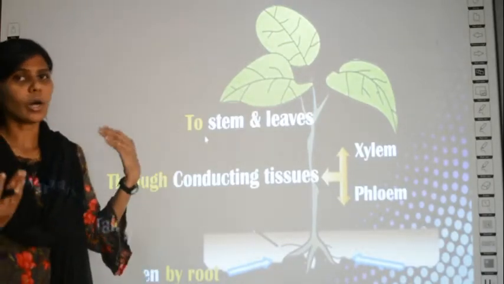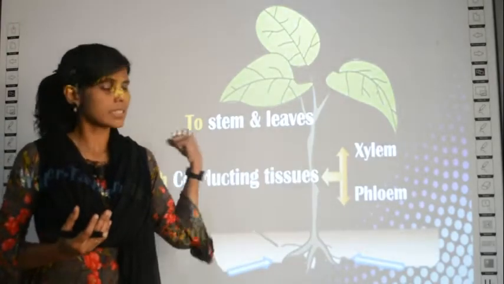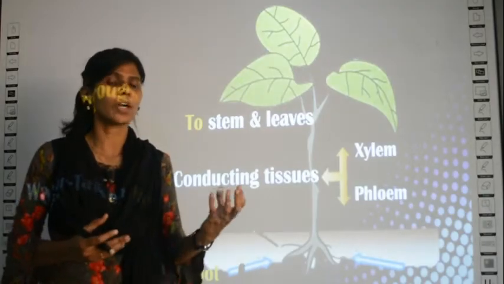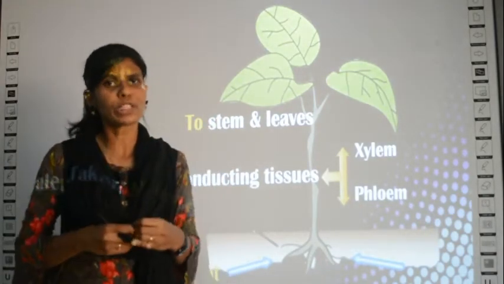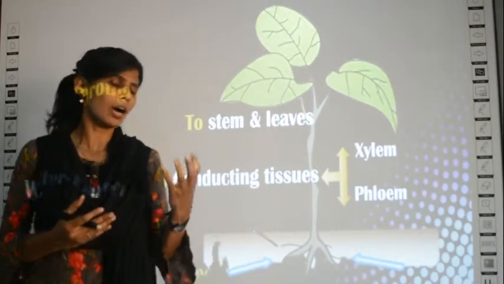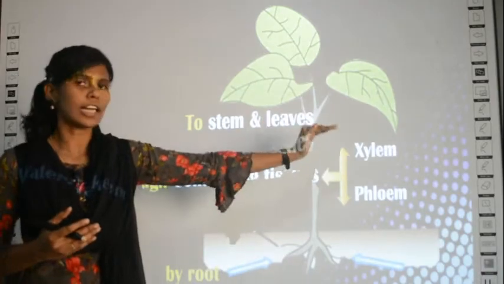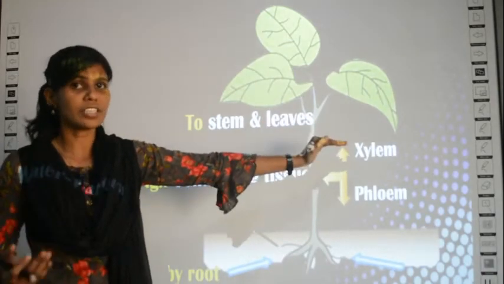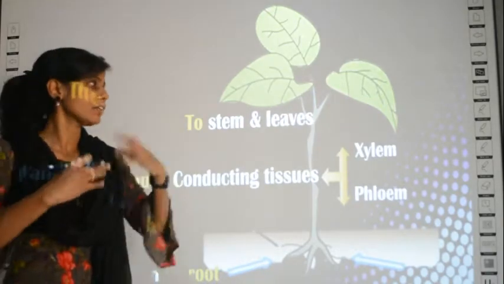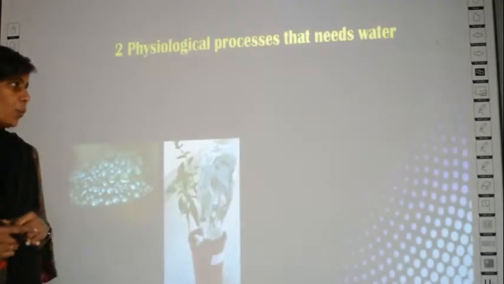And then where all does it conduct? After taking the water or the food, it is given to other parts of the plant. For example, if it is water, it is given to the leaves, and if it is food, it is either given to the stem or to the roots. So how is water taken? Through the roots. Then the conducting tissues, either xylem or phloem. Xylem carries water, phloem carries food. It will carry the water and give it to other parts of the plant. This is how water is transported within the plant.